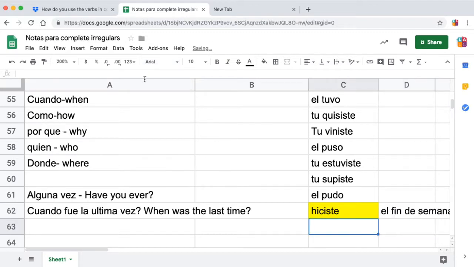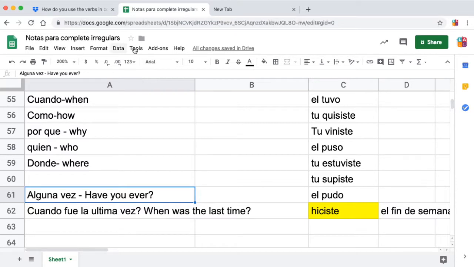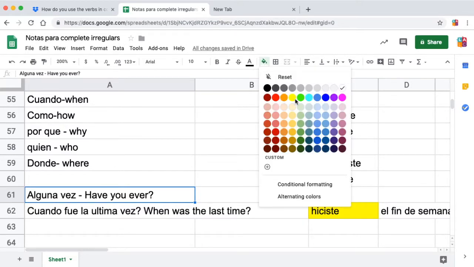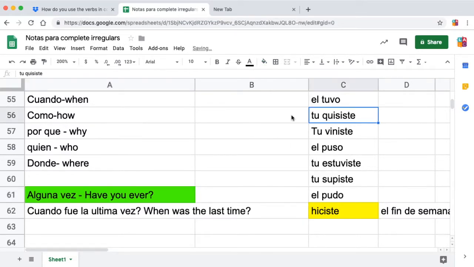Or alguna vez tú, I love asking this to my students, alguna vez tú quisiste, have you ever, right? That means have you ever wanted, alguna vez quisiste vivir en otro país? Have you ever wanted to live in another country? ¿Alguna vez quisiste vivir en otro país?